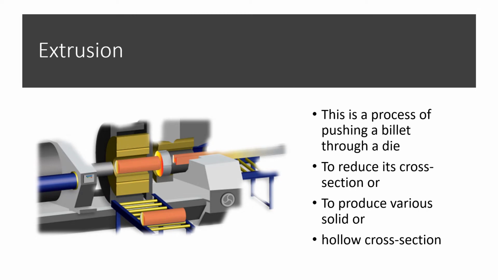We're dealing with pushing a billet through a die. Your die is just a device or machinery that we use for cutting or molding metal, right? And a billet is just a small bar, or just a metal blank, a piece of metal, of course.